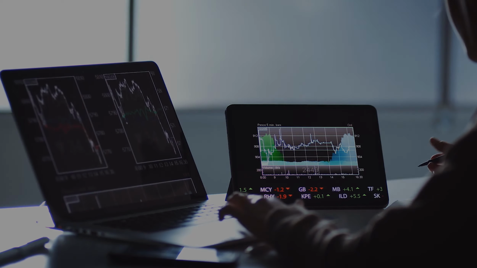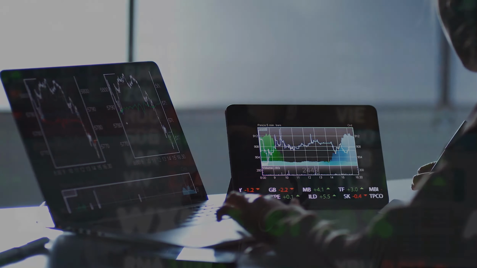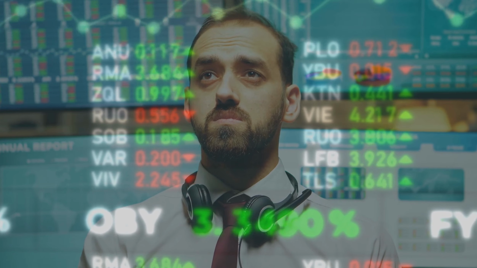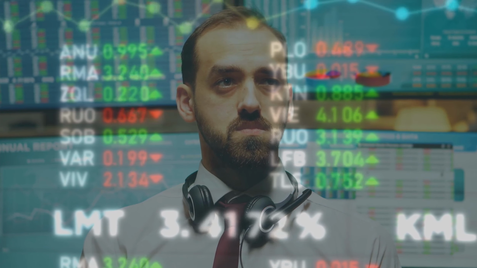Developing effective trading strategies is the heart of Forex success. Traders have two main approaches: technical analysis, which focuses on price patterns and indicators, and fundamental analysis, which considers economic factors and news events. Understanding these strategies empowers traders to make informed decisions.